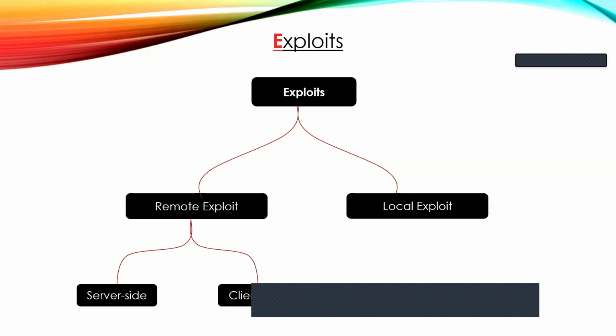If you want to perform privilege escalation, you need to have initial access. That is called local exploitation. Through local exploits, we can perform privilege escalation and persistence attacks. All these attacks we can perform through local exploits only. I hope you understand exploits, remote exploits, local exploits, and in remote, server side and client side. So this is all about exploitation.